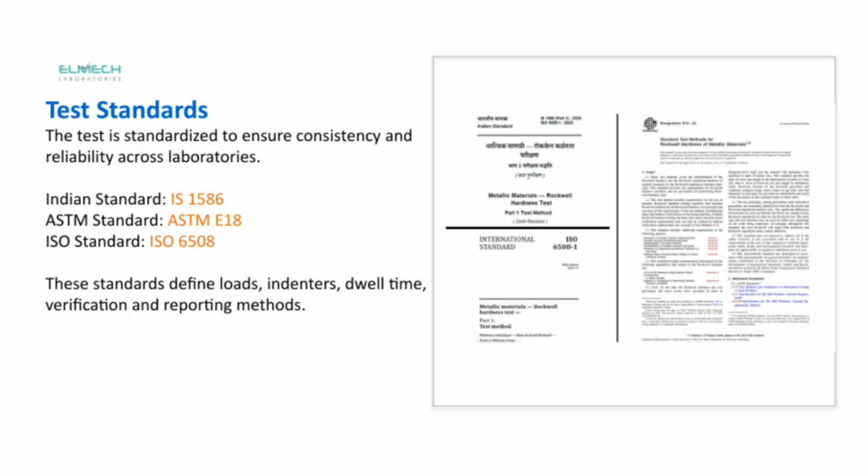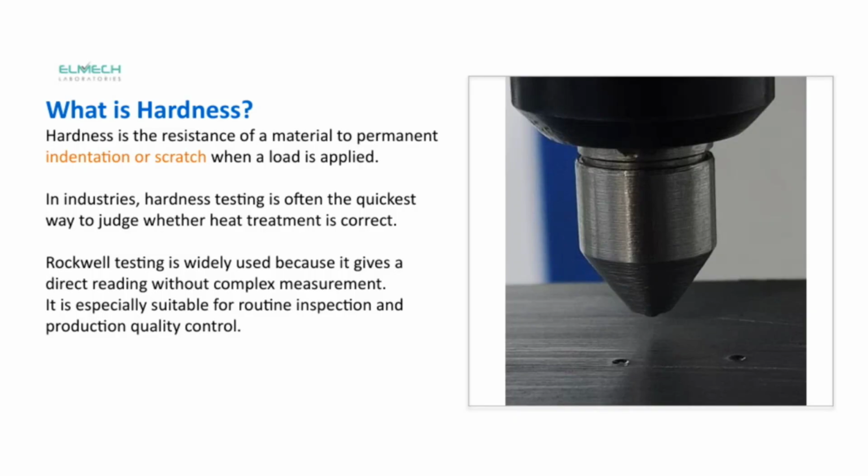All these standards specify critical details like the loads to be applied during testing, the type of indenter used, and the dwell time, the amount of time the load is applied. They also outline how to verify that the testing equipment is functioning correctly and how to report the results accurately. Connecting this to the overall theme, understanding these standards ensures that our testing methods are not just consistent, but also credible and comparable worldwide. This uniformity is essential for quality control and for maintaining trust in the test results we rely on.